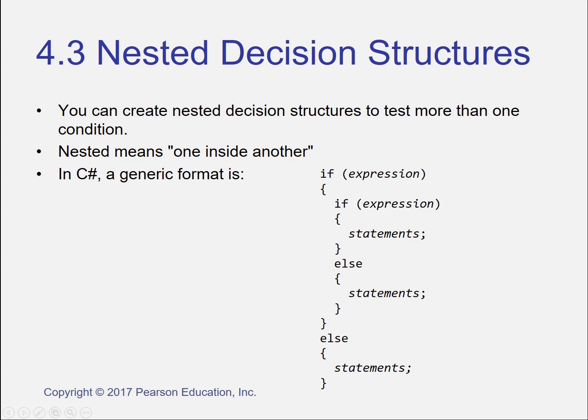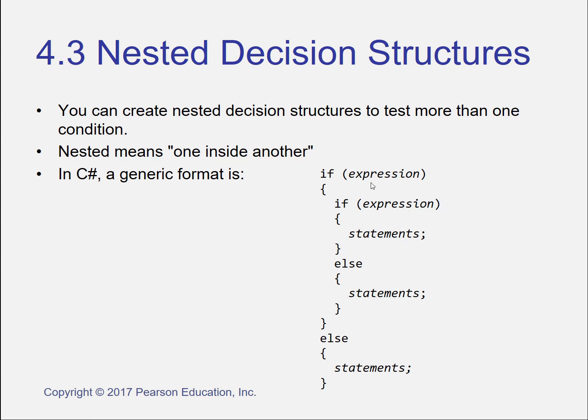All right, we're looking at Chapter 4, Video 16. We're going to talk about nested decision structures. Now, what a nested decision structure means is it's a decision structure that has a decision structure in a decision structure. So hence the word nesting. So it's something inside of something else.